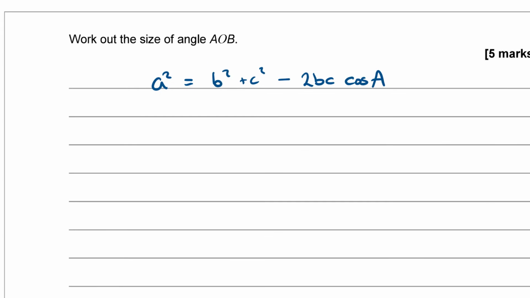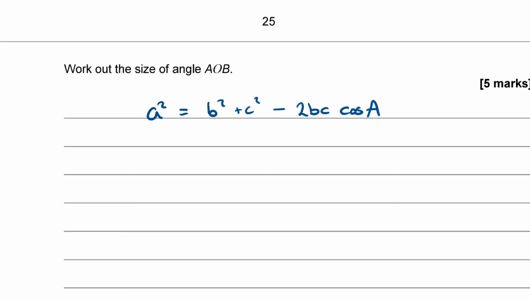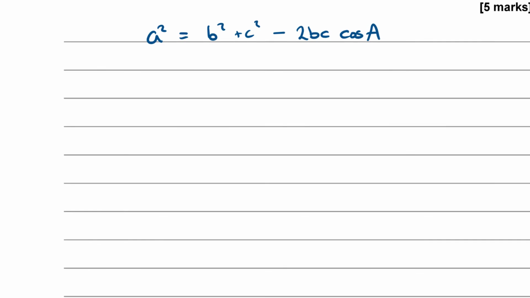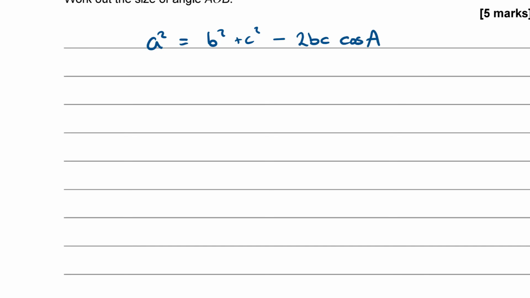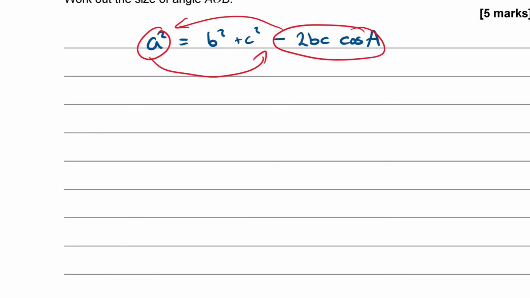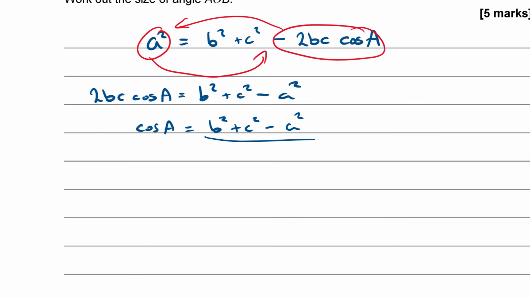So if you know the 3 sides and you want the angle, you need to make cos a the subject of this. So I'm going to rearrange it. Taking this bit and adding it to both sides, and then subtracting a squared so it appears on the other side, I'm going to get 2bc cos a equals b squared plus c squared minus a squared. And then dividing both sides by 2bc, I'm going to get cos a equals b squared plus c squared minus a squared all over 2bc.